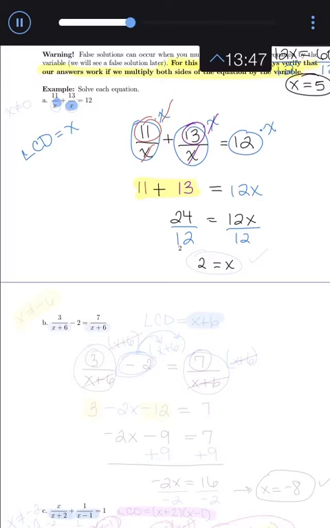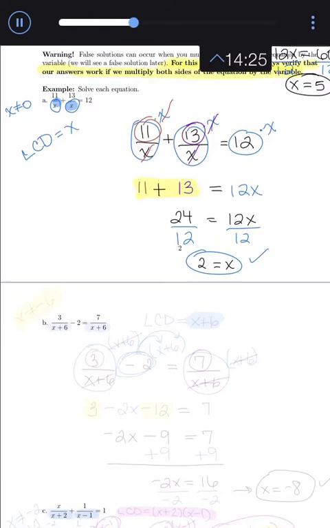The question is, is this answer valid? Is it a false solution? Well, it's not going to be a false solution, because a false solution would be anything that makes your denominator 0. And look, your denominators in your original problem were just x's. The only thing that would have made your denominator 0 was if x was 0. So the only thing you can't plug in for x is a 0. We did not get 0 for x. We got 2. So that answer is perfectly fine, and we can move on. That's a good answer. Let's look at another one.